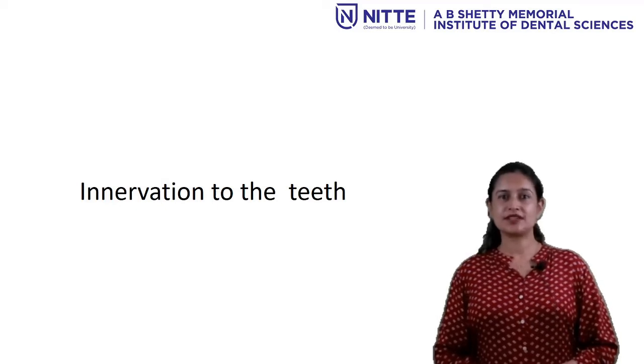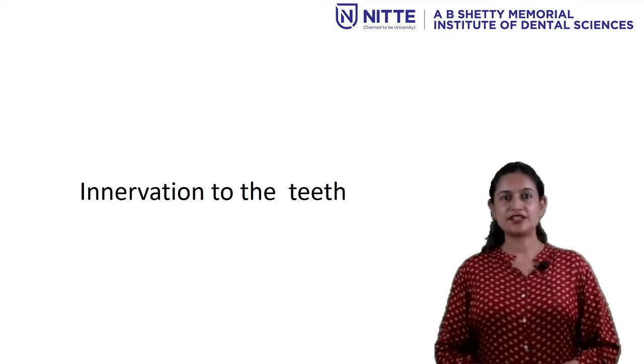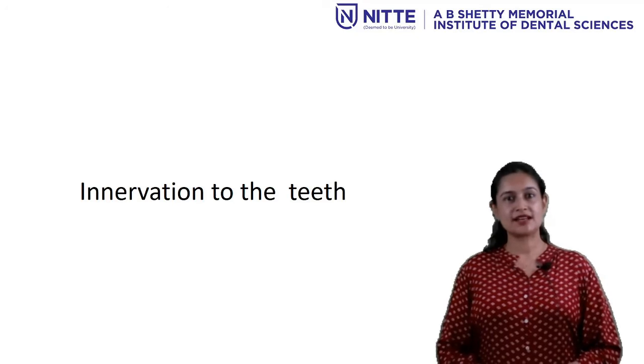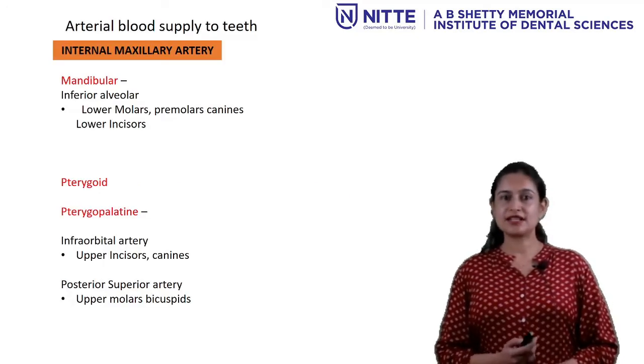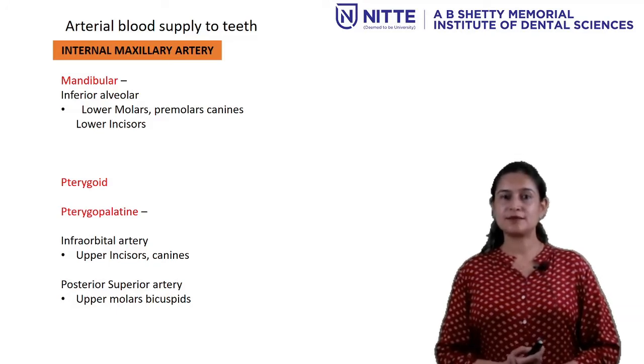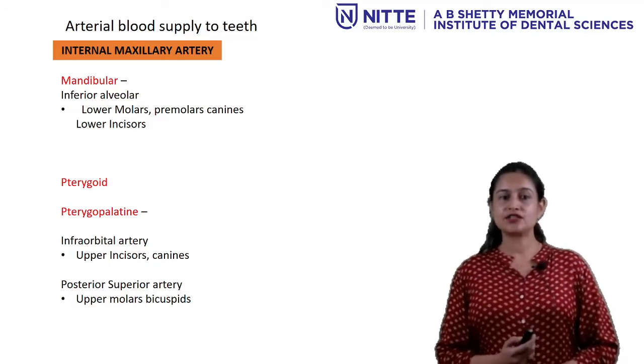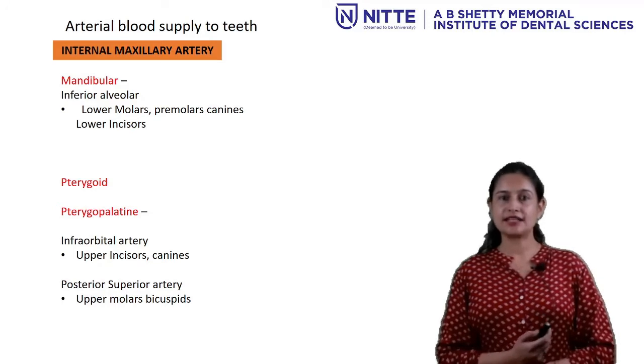This session is about the innervation of the teeth. By innervation, we mean the arterial supply to the teeth, the nerves which will supply the teeth, and the venous drainage. So, the arterial blood supply of the teeth is by the internal maxillary artery. It is divided into mandibular, the pterygoid, and the pterygopalatine.